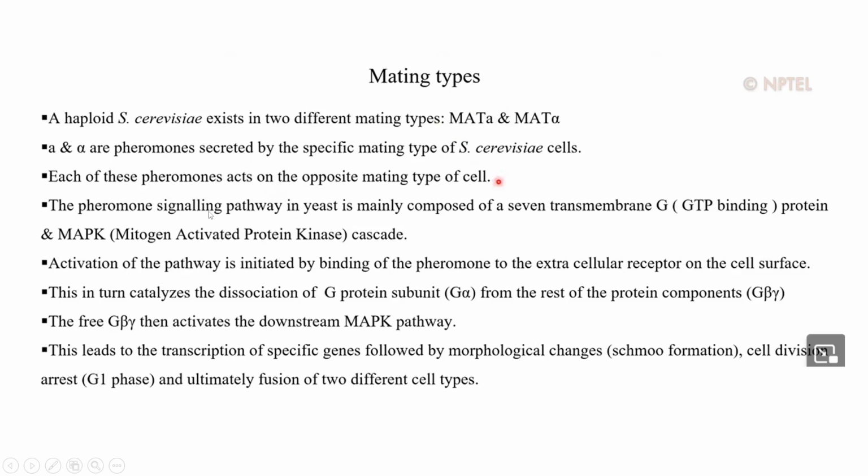These pheromones actually bind to this GPCR. Okay, so for example, mate A will secrete the A pheromones, and these A pheromones will bind to the receptor present on the mate alpha. So the mate alpha receptor will bind to A pheromones, and it will activate the GPCR, the G protein and MAPK cascade. And this in turn will activate the extracellular receptor.